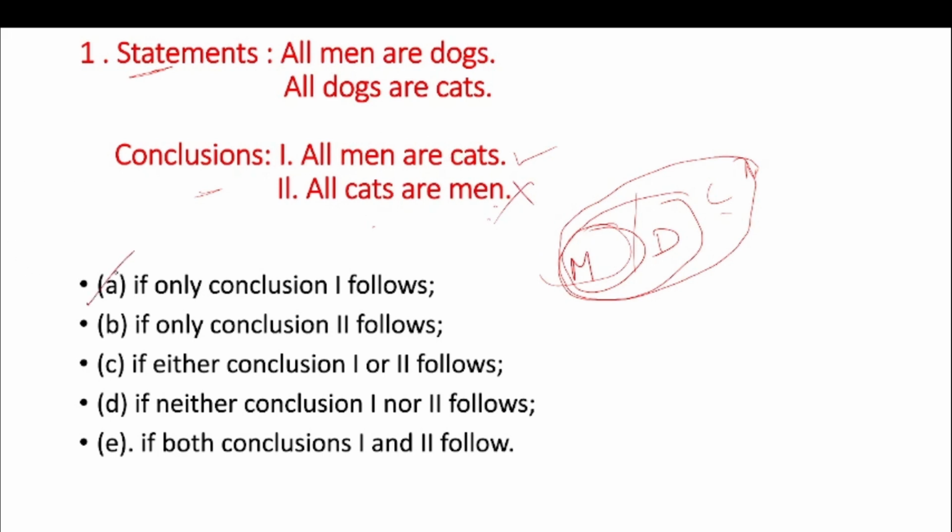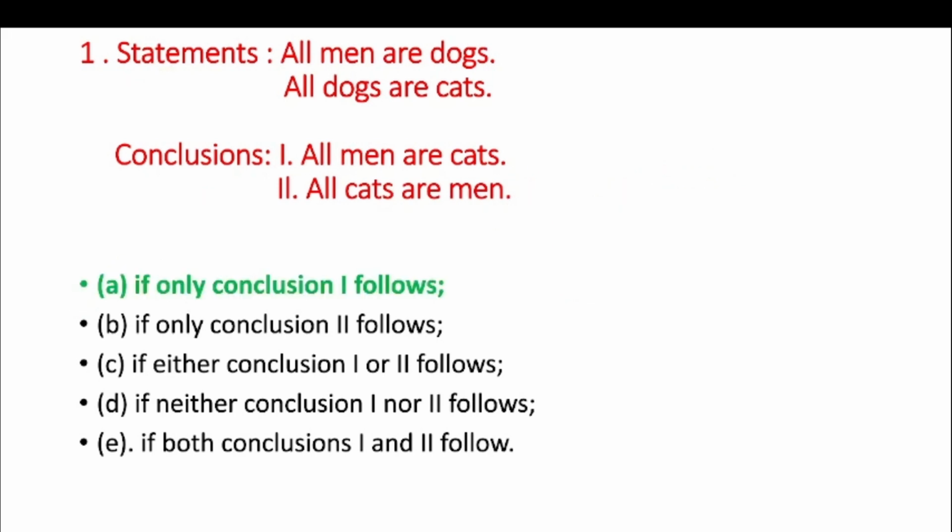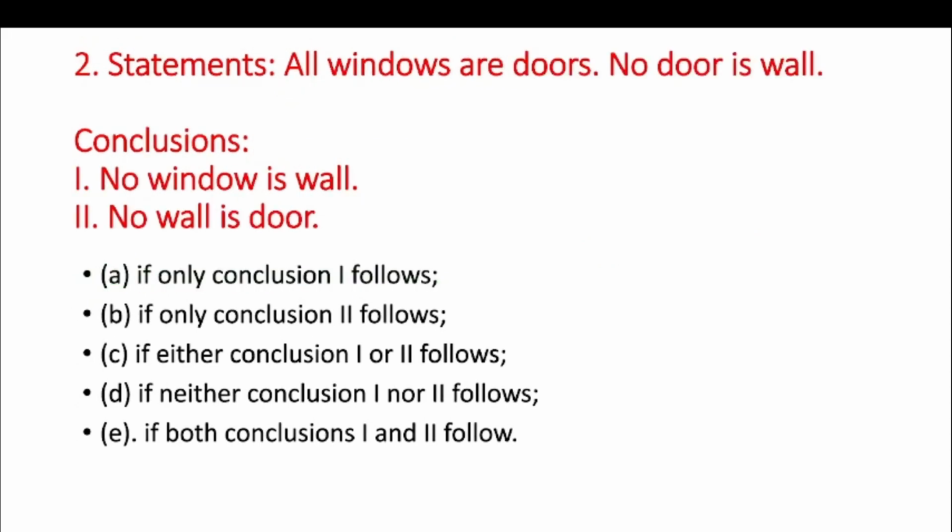We'll take the answer as A. Okay. So A: only conclusion one follows. True, right? Only one conclusion follows. So we'll pick the answer as A, and A is the answer. Okay. Let's get into the second question.